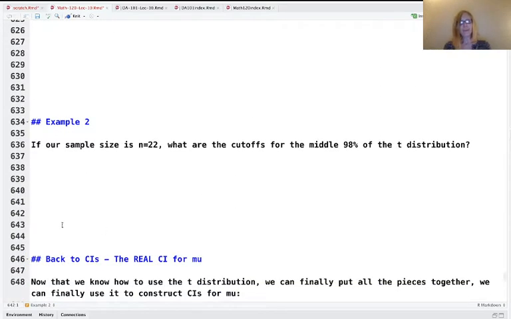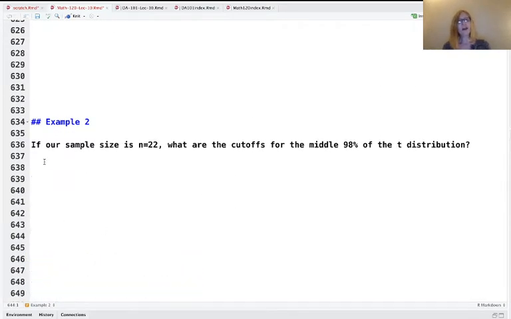I'm going to solve it now. On this one, it says our sample size is 22. We're looking for the cutoffs of the middle 98% of the distribution.